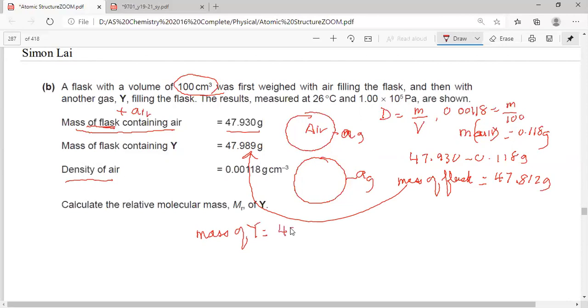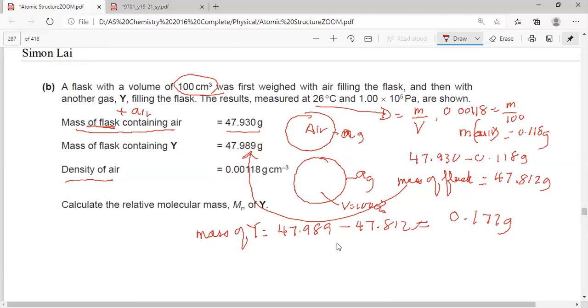So it's 47.989 minus 47.812, which will give me what mass? Let's see quickly, 0.177 grams. So 0.177 grams here, and the volume here is equal to 100 cm³.